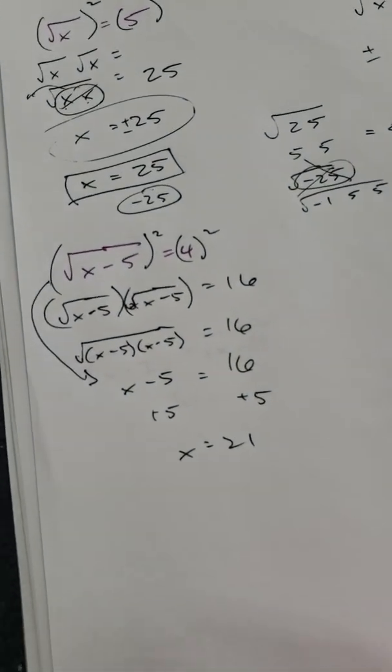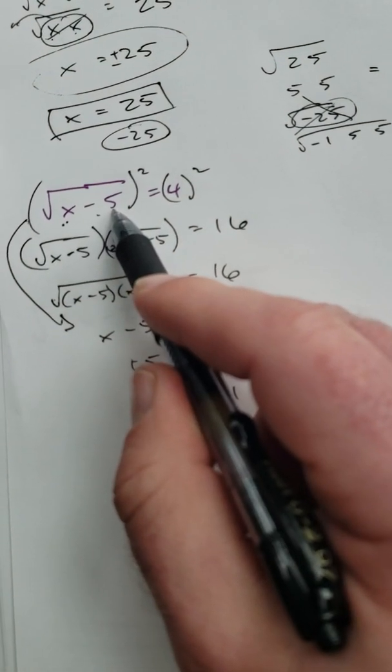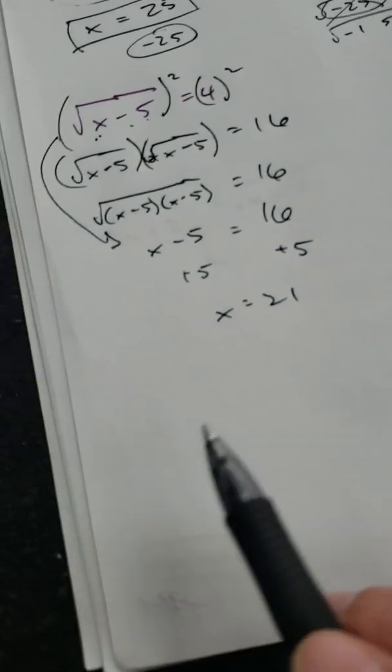All right, and again, I would go check it. So 21 minus 5 gives me 16. Square root of 16, 4.